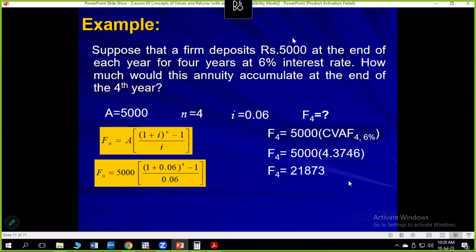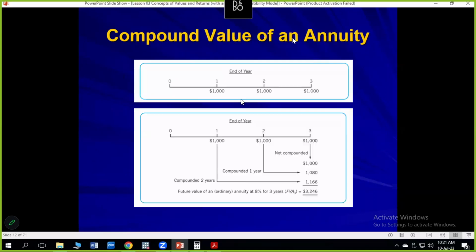Okay. So everyone, get your answer either by applying this formula or the direct table value formula. I think if you are practicing on the table value formula, it would be easy for you. So you can save time in answering your question.